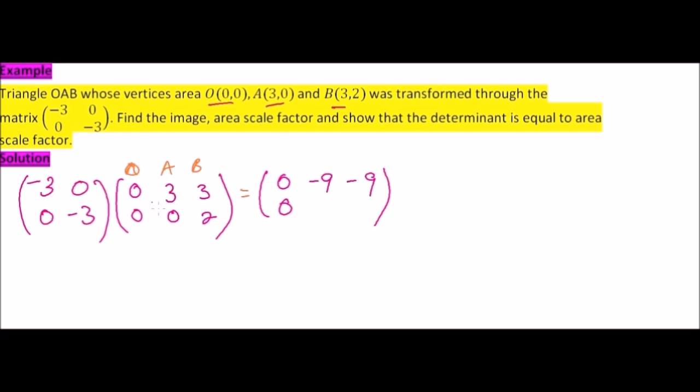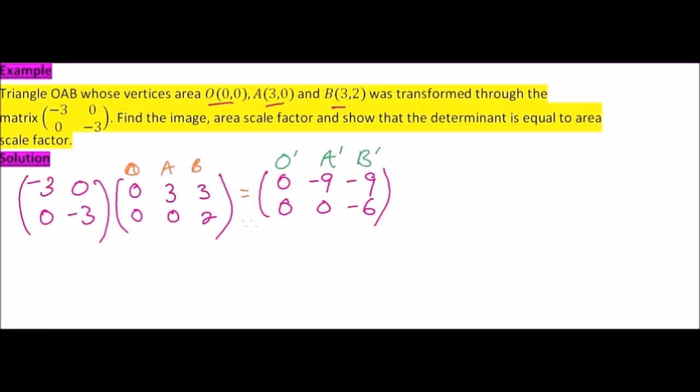Then the other will be 0 times 3 is 0, and minus 3 times 0 is 0, we get 0. And the other one will give us minus 6, that is 0 times 9, 0, minus 3 times 2, you get minus 6. So these are the vertices of our image O prime, A prime, and B prime.